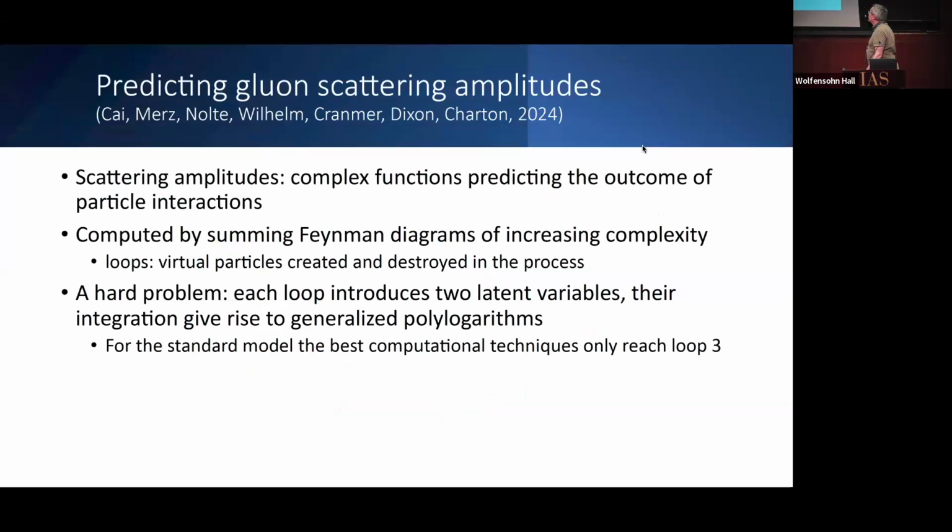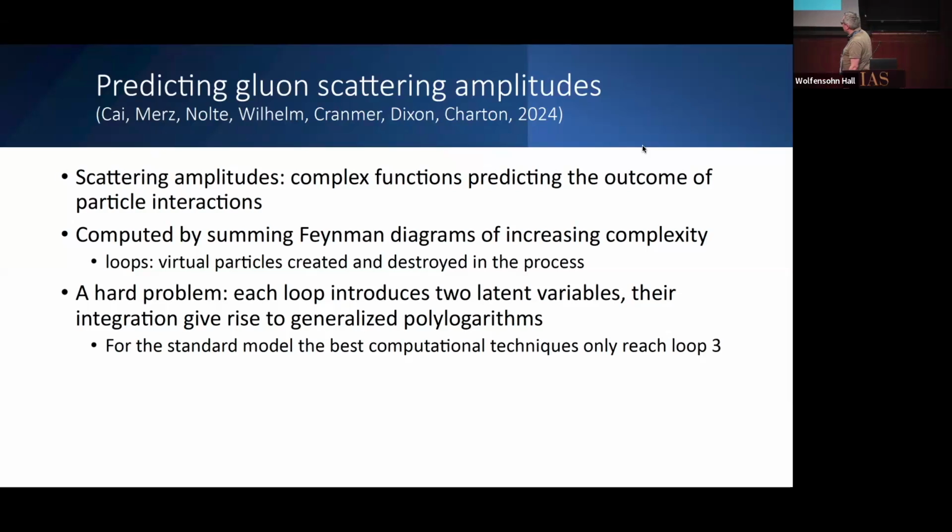Okay, now onward to physics. So we're going to talk about scattering amplitudes and bootstraps. So, okay, I'm going to read those, but this is meant for a computer science audience. Scattering amplitudes: complex functions predicting the outcome of particle interactions. They're computed by summing Feynman diagrams, and they're computed to a number of loops.